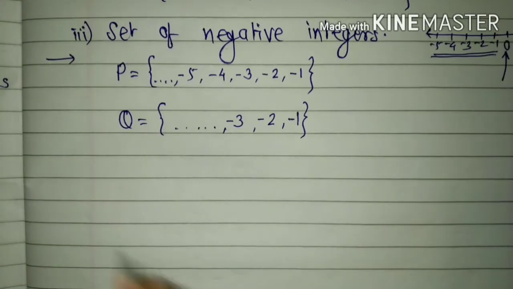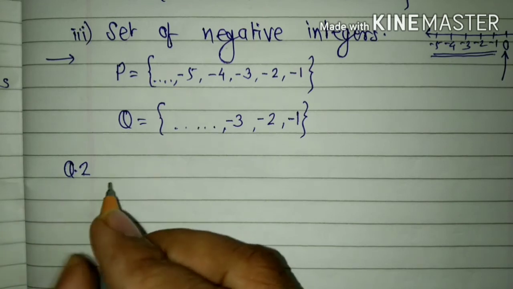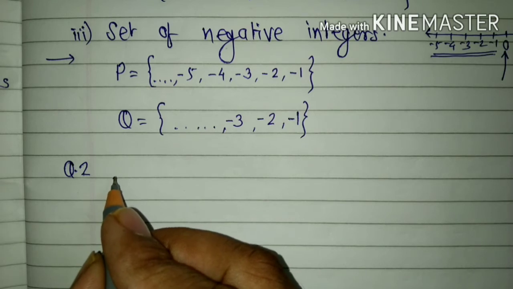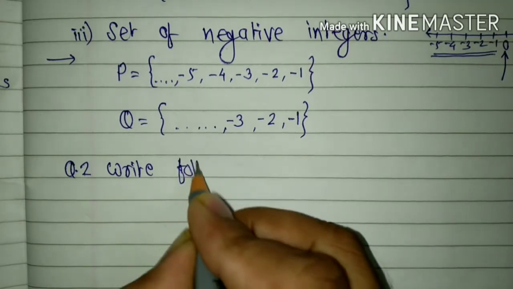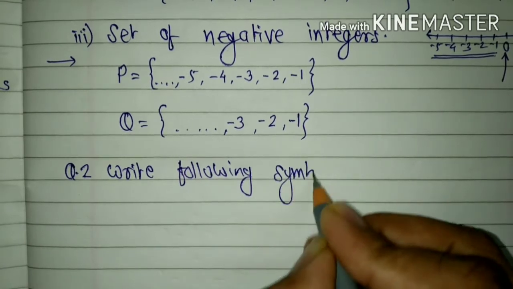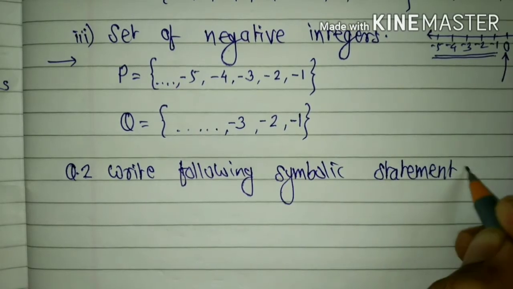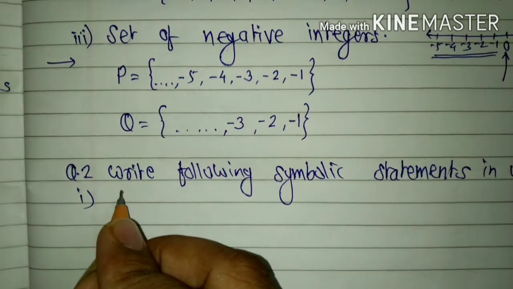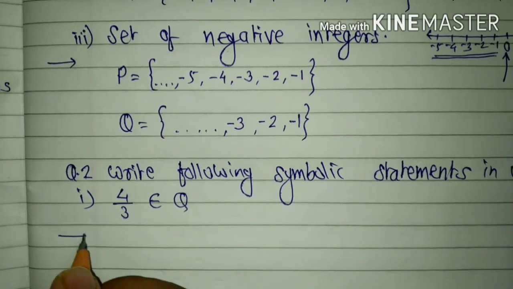Now let us see question number 2. If you want to write, you can pause it and write it. Question number 2: write the following symbolic statements in words. Okay, the first one is 4 upon 3 is an element of set Q.